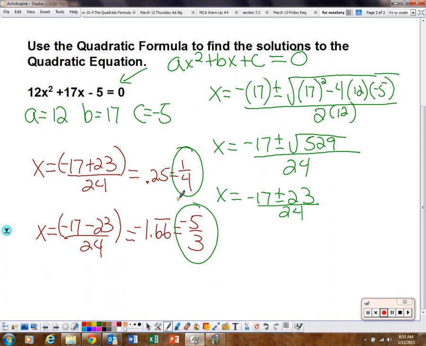Now remember, solutions mean the same thing as when we factor it. That's where it crosses the x-axis, also known as the roots. But the nice thing about the quadratic formula is it will work with all quadratic equations. Factoring does not always work the best.